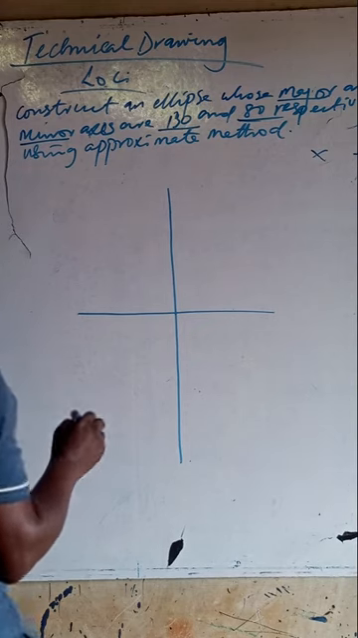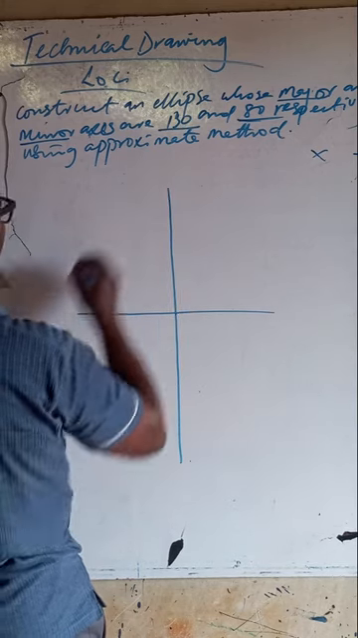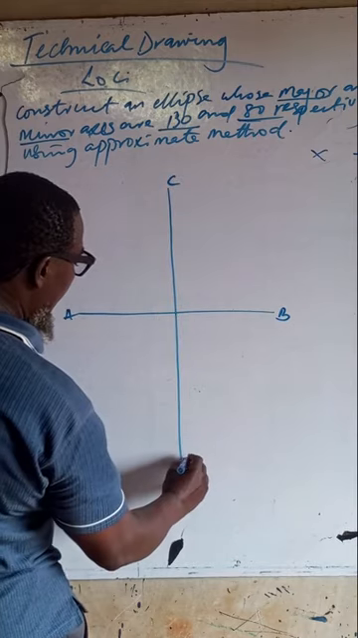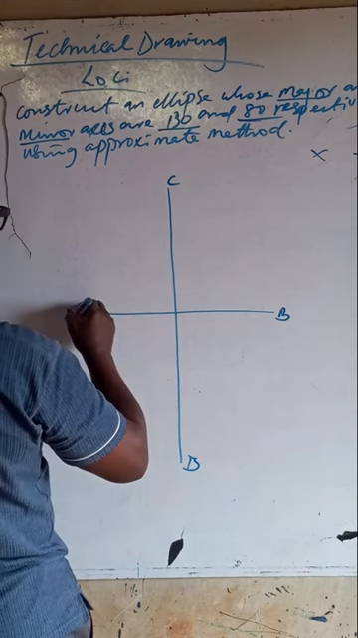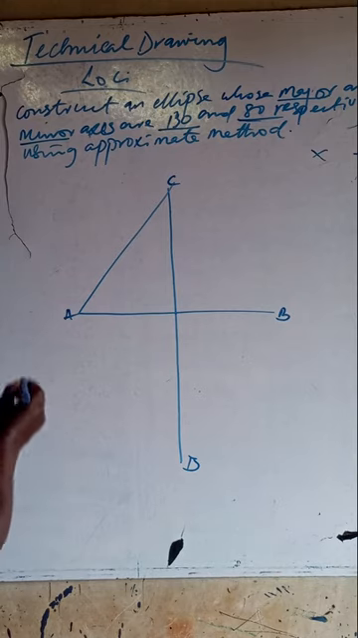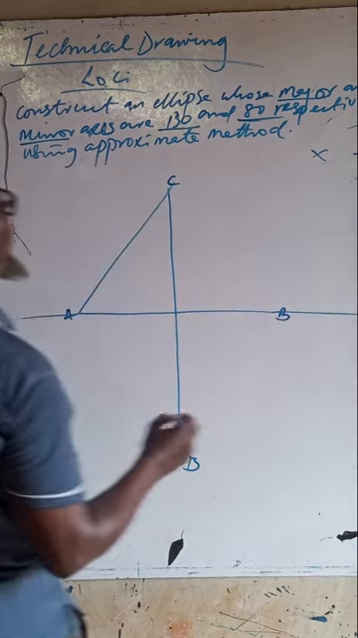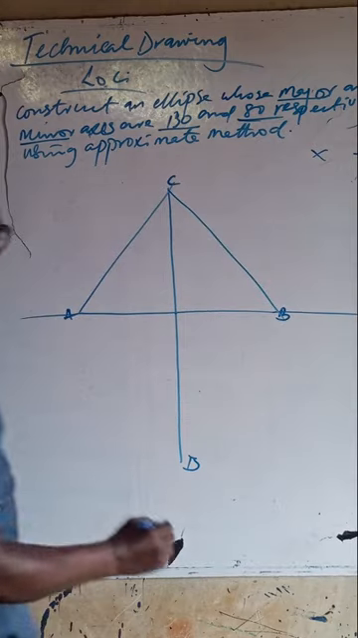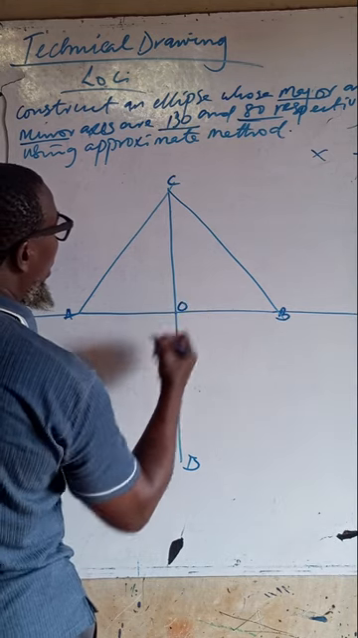After you have done this, the next thing you're going to do is to label these points. Let's call this place A, B. Let's call this one C and D. Now you join A to C like this. After you have joined A to C, extend this line out a little here. Now also you join C to B like this. When you have done that, let's say this point is center O.